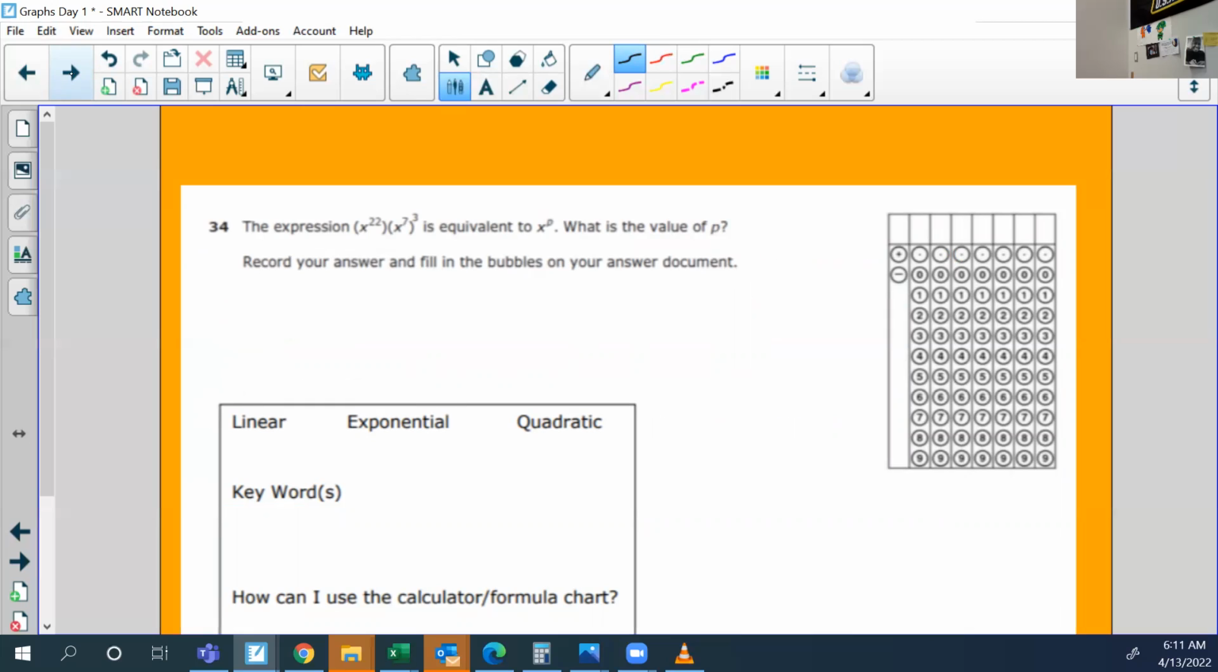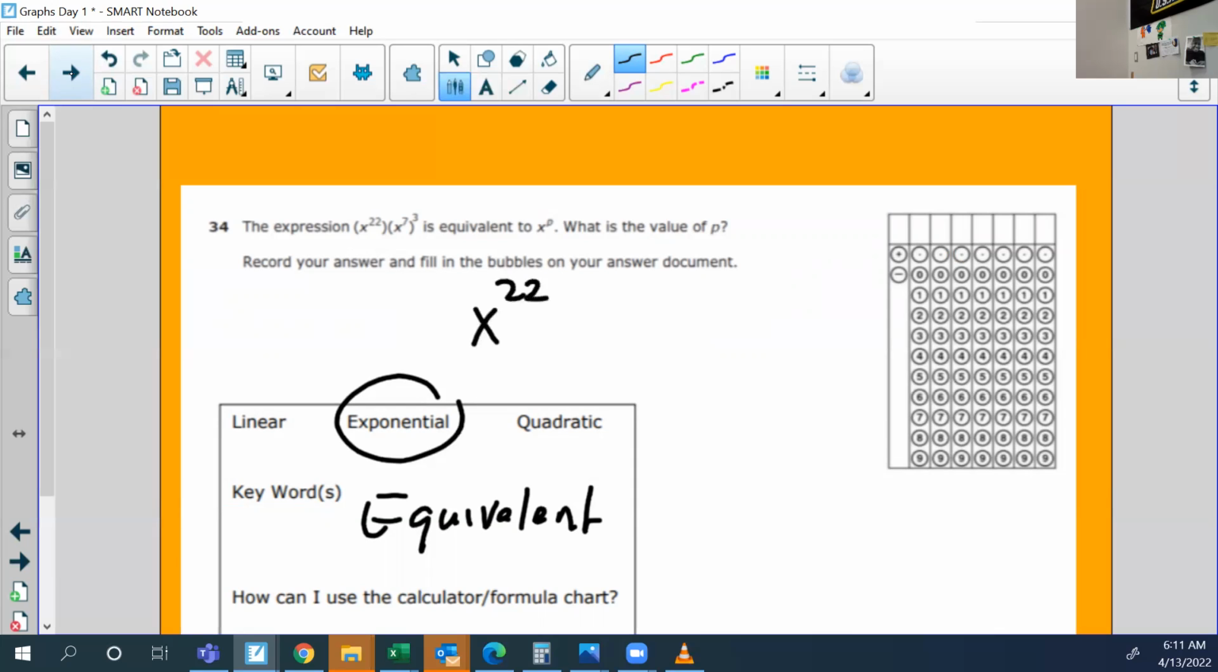Again, this is exponential. The key word is equivalent. Again, equal to, right? Equivalent. And again, use the same rules for exponential. We have x to the power of 22 times x to the 7 raised to the power of 3. So you know I'm going to multiply these two. That's going to give me now x^22 times x^21.